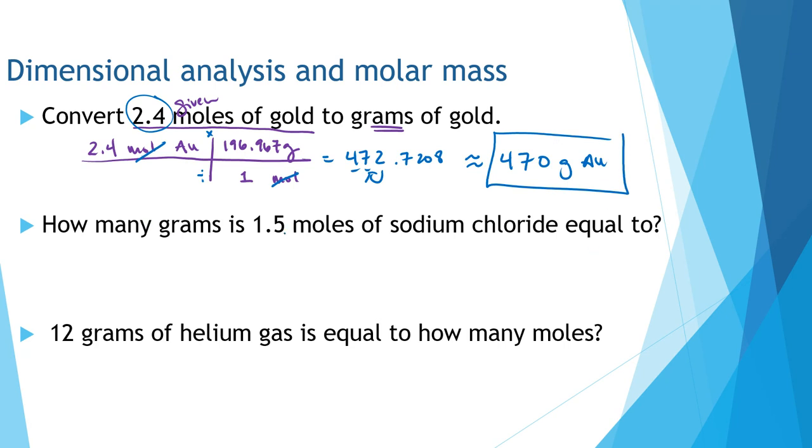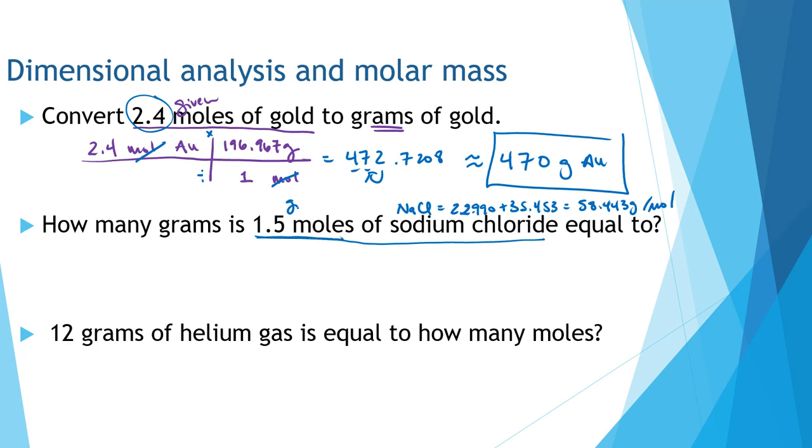How many grams is 1.5 moles of sodium chloride? So this one's a little bit trickier because I have a compound, not an element. So I do need to find the molar mass of a compound. Sodium chloride's formula is NaCl. So I'm going to add my 22.990 for sodium's mass and 35.453 for chlorine's mass, and that's going to give us 58.443 grams per mole, the molar mass of sodium chloride.